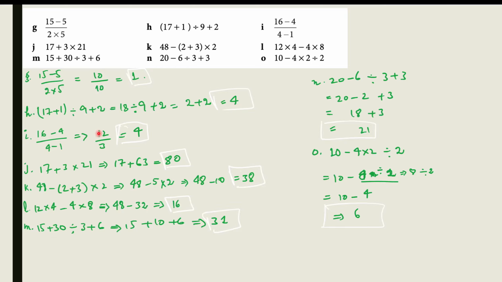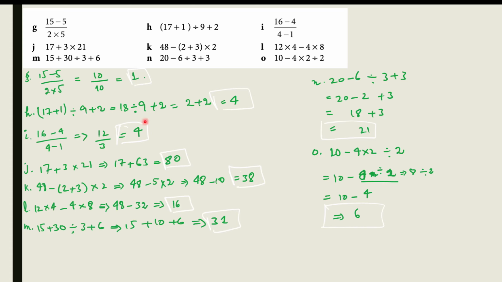Next we have the I part, 16 minus 4 over 4 minus 1. So simplify the top and bottom of the fraction. 16 minus 4 is equal to 12, and 4 minus 1 is equal to 3. When we simplify it further, 3 multiplied by 1 is equal to 3, and 3 multiplied by 4 is equal to 12. So we have 4 as our final solution.